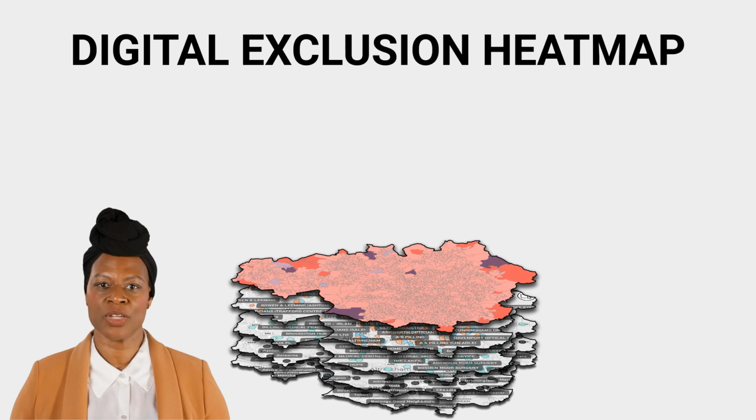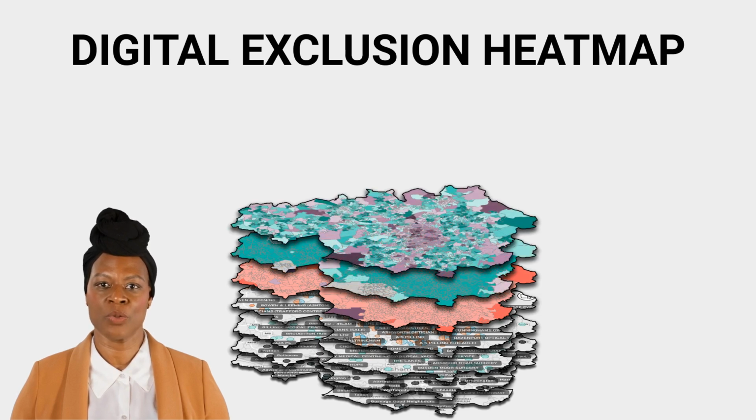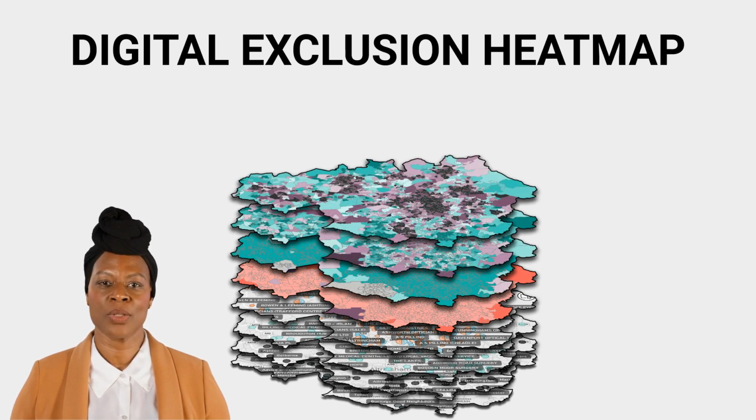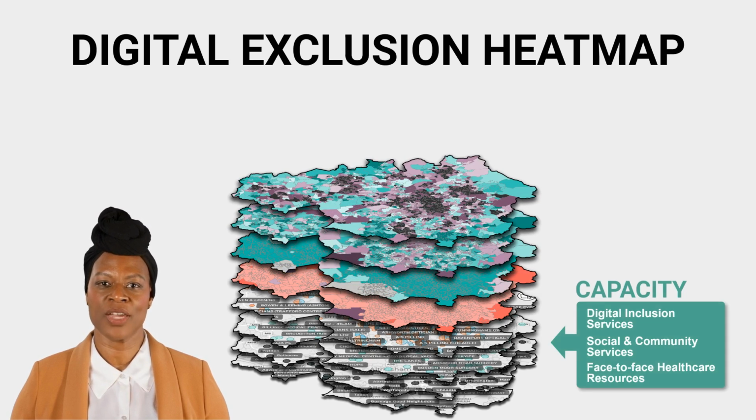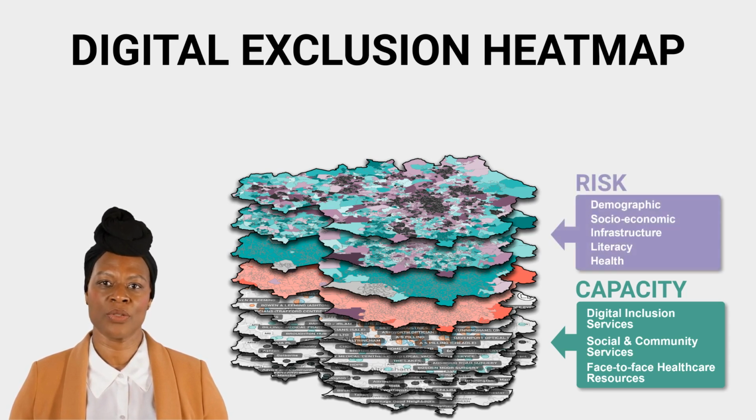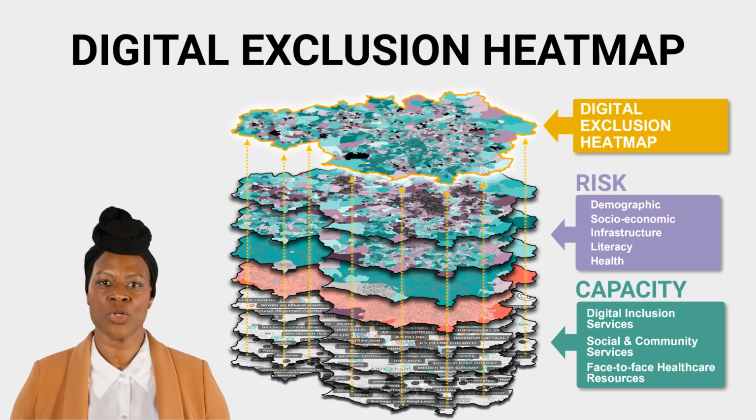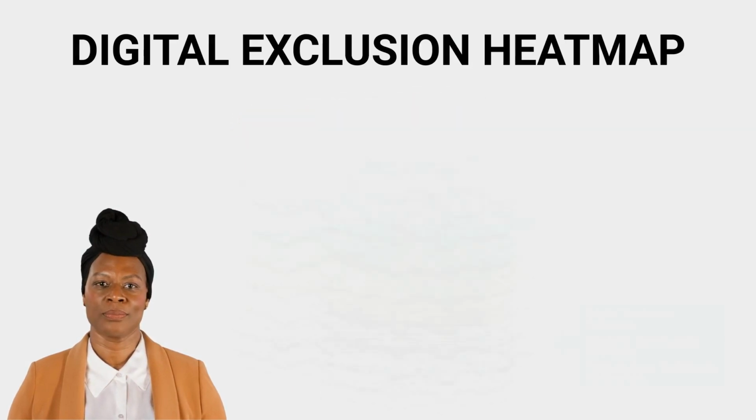It combines different layers of information to give us a broader view of digital exclusion. The capacity layer shows where help is available, such as digital inclusion hubs or community services. The risk layer shows where people are most at risk, like areas with high poverty or poor broadband. When you combine these layers, you can understand better where the gaps are and where resources are most needed. It's a tool for understanding the complexity of digital exclusion and guiding our actions.